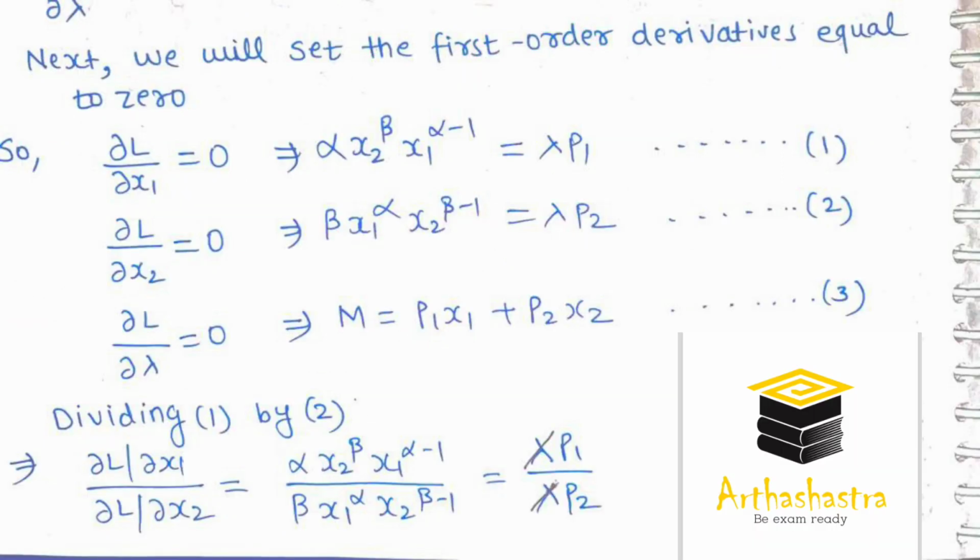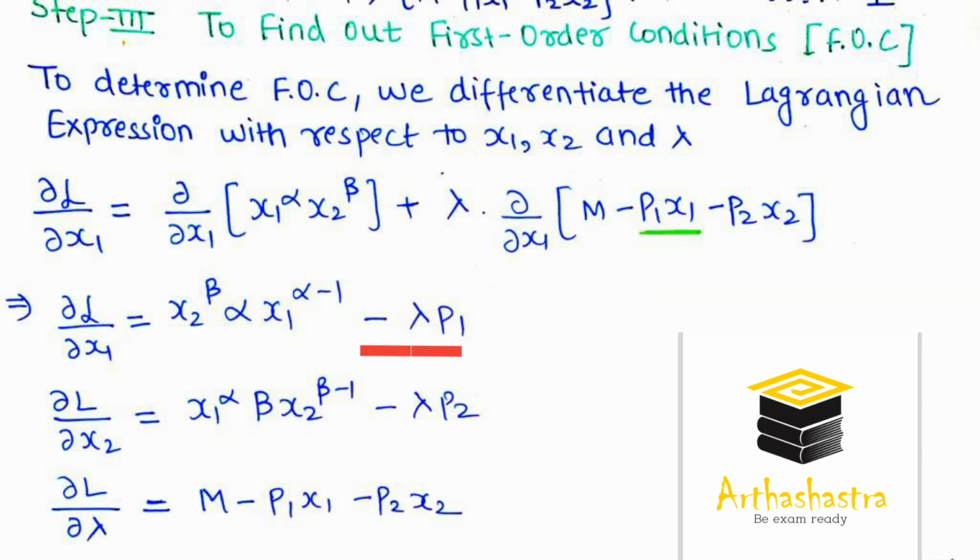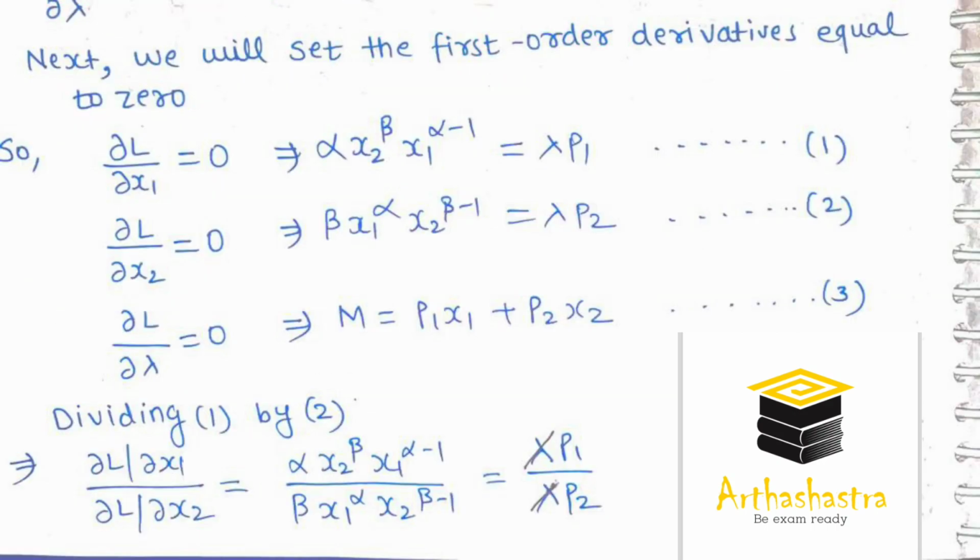Our next step is to set the first order derivatives equal to 0 so that we can solve for the optimum values of x1 and x2. Setting the derivatives equal to 0, we get equations 1, 2 and 3. In this equation we have just put the derivative equal to 0, and the term minus lambda p1 has been transferred from LHS to RHS, and the same for the other two equations. Now we have our three important equations.